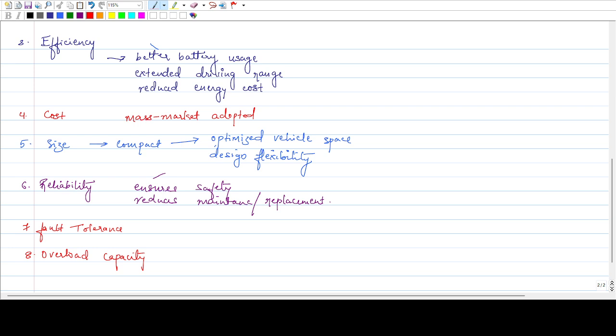The overload capacity actually matters when we have scenarios such as acceleration, then hill climbing, and temporary performance boost. In these scenarios, the overload capacity becomes important. The next criteria we speak of is power density. We have already spoken about power density a lot of times when it comes to energy storage systems. Even for the vehicle, we speak about power density.